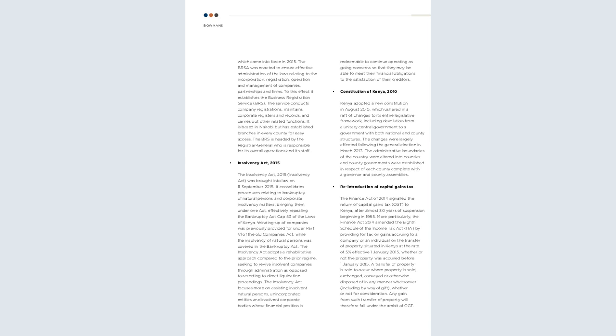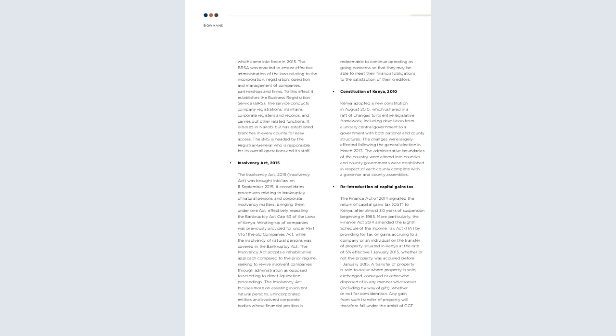To this effect, it establishes the Business Registration Service. This service conducts company registration, maintains corporate registers and records, and carries out related functions. It is based in Nairobi, but has established branches in every county for easy access. The Business Registration Service is headed by the Registrar General, who is responsible for its overall operation.